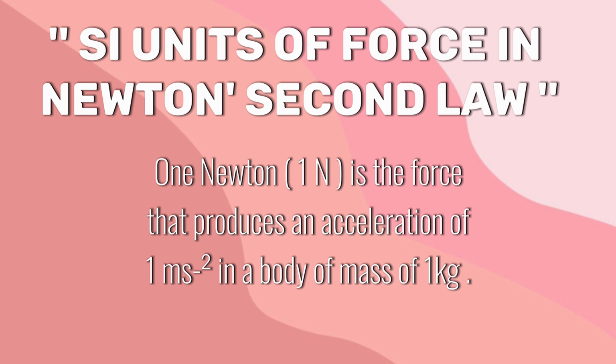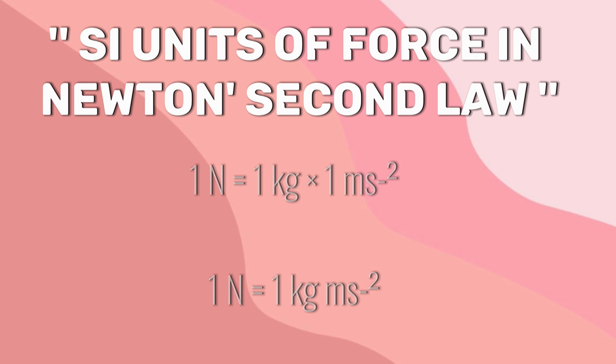So now we will discuss the SI units. 1 Newton is the force that produces an acceleration of 1 meter per second squared in a body of mass 1 kg. That means a force of 1 Newton can be expressed as 1 Newton equals 1 kg into 1 m s^-2. And 1 Newton equals 1 kg m s^-2. This is its SI unit.